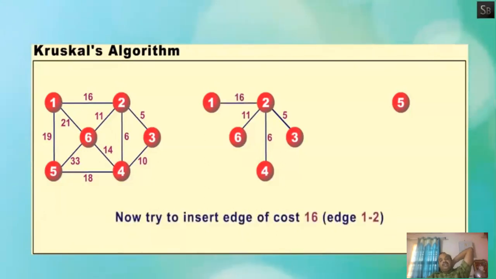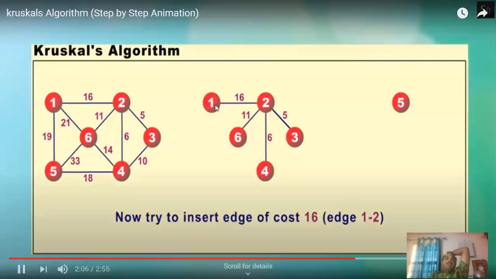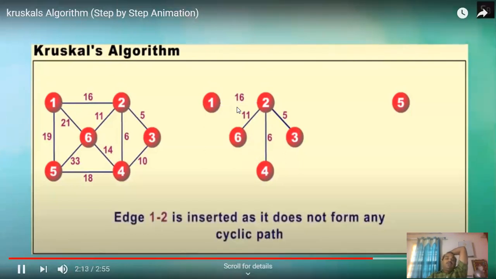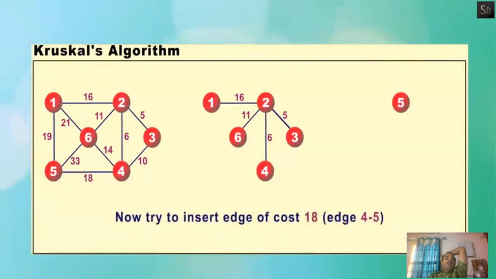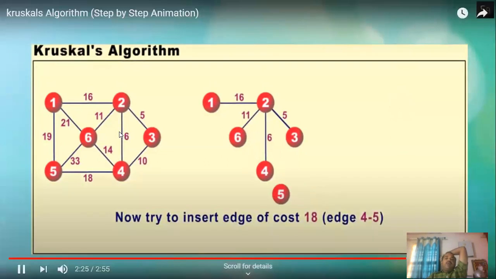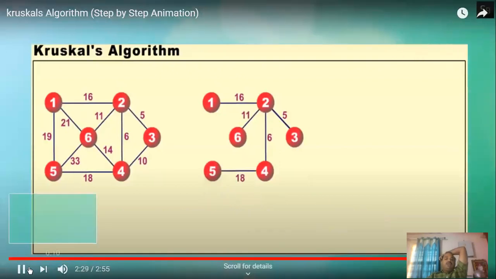now try to insert the edge of cost 16. So this is cost 16. Okay, no problem. It is not a cyclic form. Yes. Next one, 1 to 2. 1 to 2 is inserted as it does not form any cyclic path. So then the next one is 18. 18, 4 to 5. Yes, there is no cyclic form. Clear?